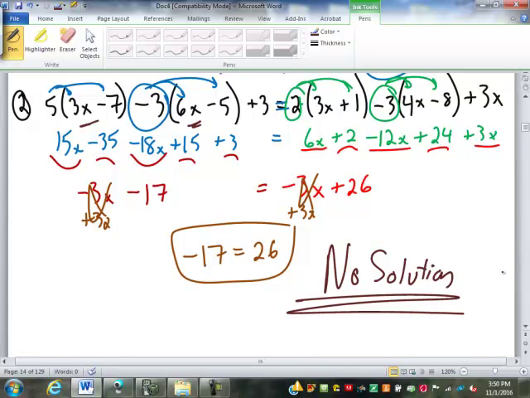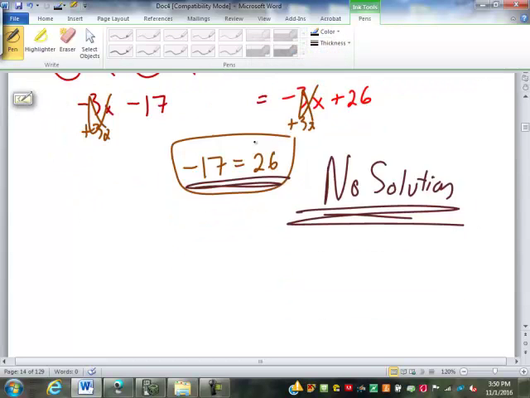When the variables all cancel out and disappear like that, there are two possibilities. Like this one, there's no solution because these two numbers don't equal each other and there's no way to ever make them equal each other. The other possibility might look like this.